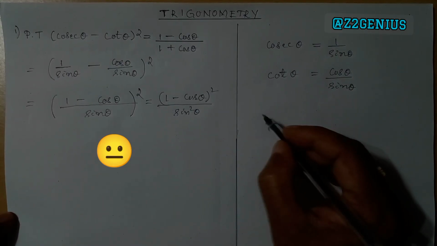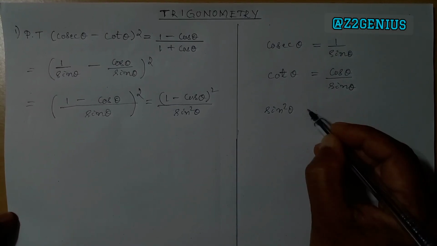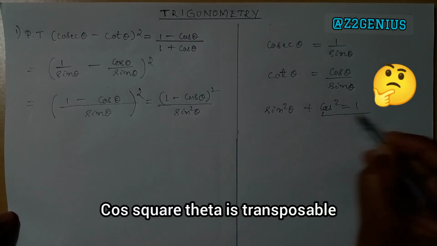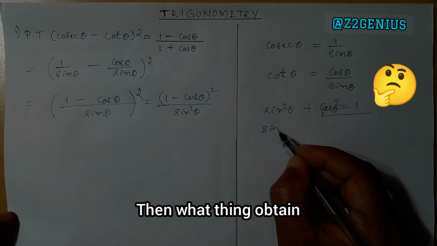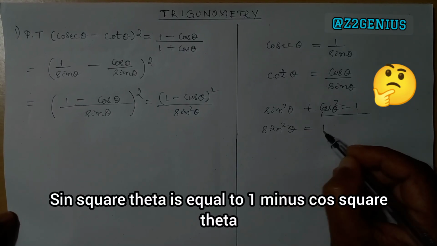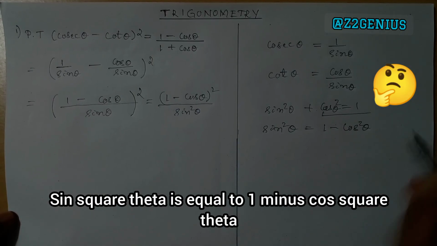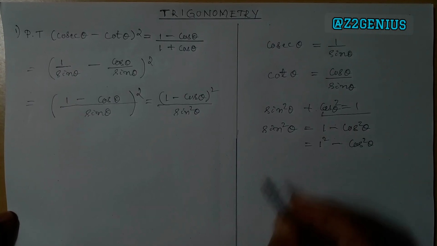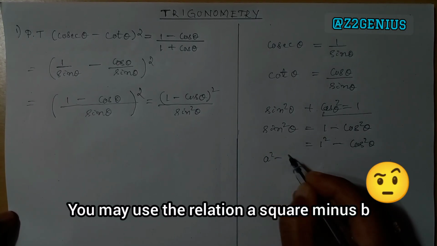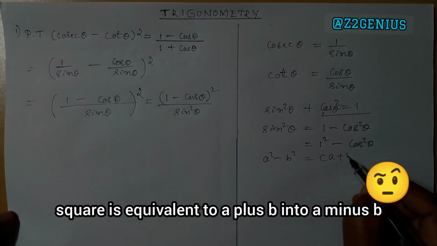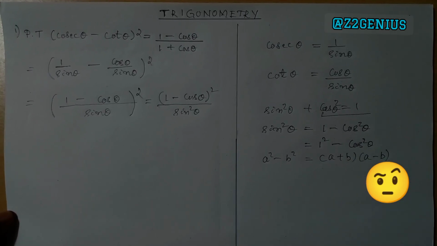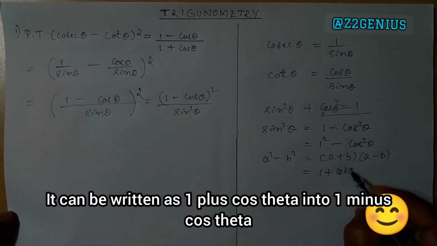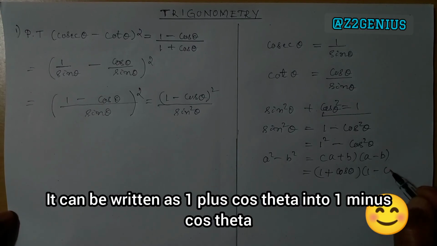Here for sin square theta, you may use the identity sin square theta plus cos square theta is equal to 1. I need sin square theta, so cos square theta is transposed. Then what do we obtain? Sin square theta is equal to 1 minus cos square theta. Here it is taken as 1 square minus cos square theta. You may use the relation a square minus b square is equivalent to (a plus b) into (a minus b). Then it can be done as (1 plus cos theta) into (1 minus cos theta).